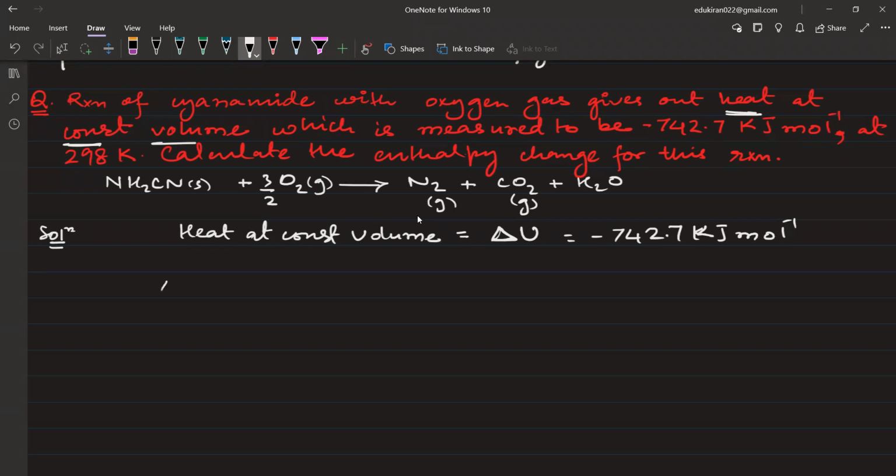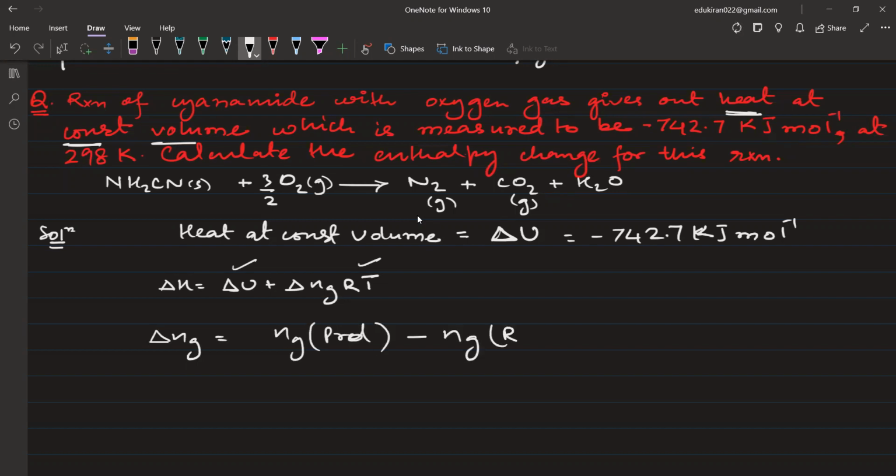Now delta H आपके पास क्या होता है? Delta H is equal to, you will use this, delta U plus delta Ng RT. Now we know the delta U, we know the temperature, and the constant, that is the universal gas constant, it is equal to 8.314. ठीक है. The main thing that we need to calculate is delta Ng. Delta Ng is equal to number of moles of gas in product minus the number of moles of gas in reactant.